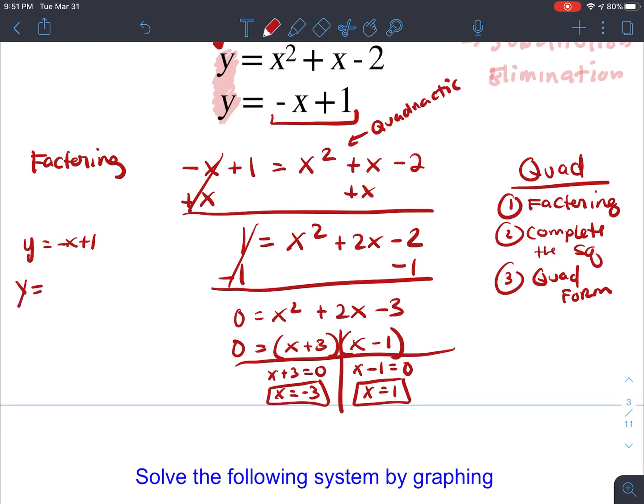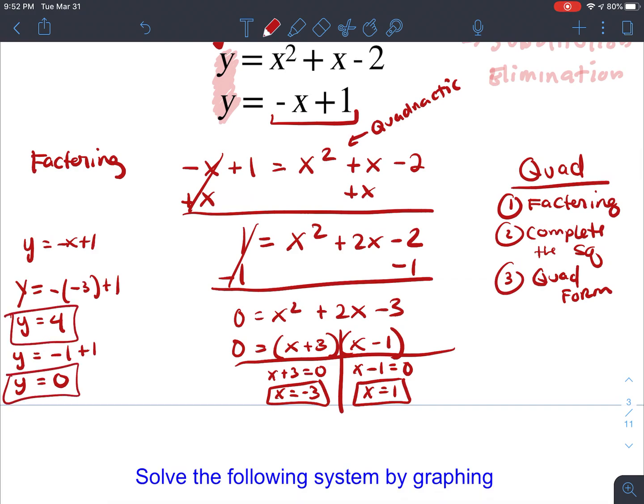So, y equals negative x plus 1. First, we're going to plug in negative 3 for x. So, y is equal to negative negative 3 plus 1. So that's a 4. And y is equal to negative 1 plus 1, which is 0.